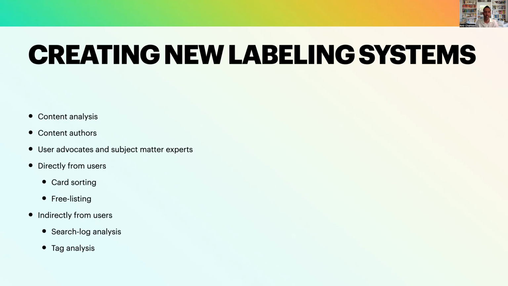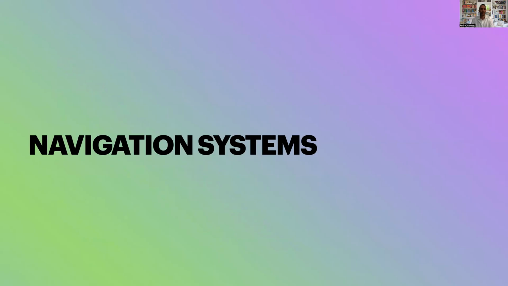Card sorting, we're going to explore a little bit later in this course. Free listing is when you ask your users to brainstorm, like how would you label this thing? They brainstorm and you will have a list. Or it could be indirectly from users. You can get that from search analysis. If you use search, you can look into search and see what words people use, or you can do tag analysis.